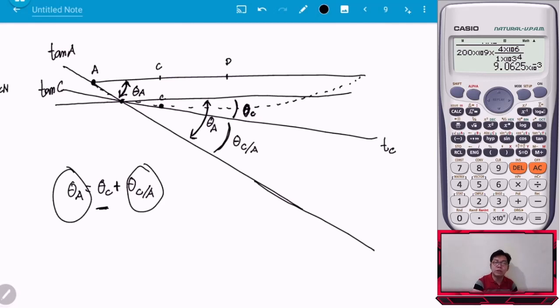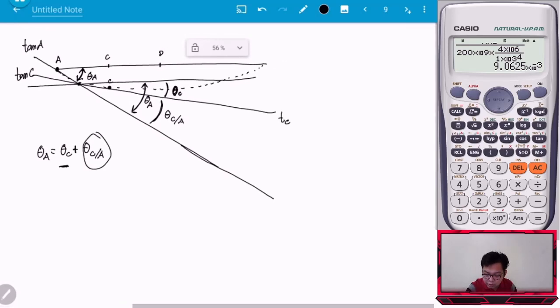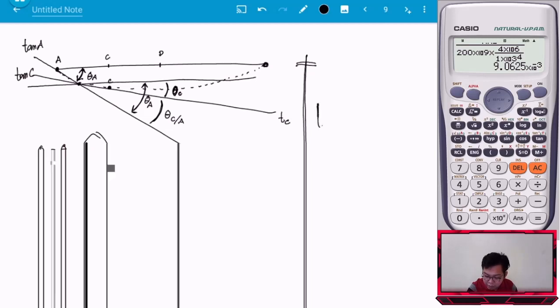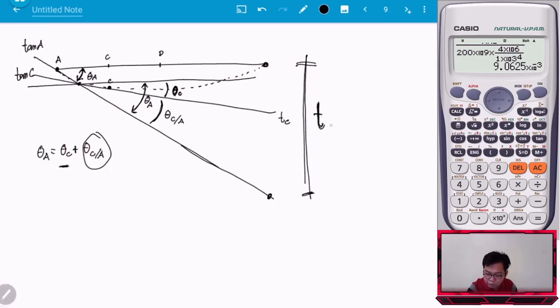Now, to solve for the slope at A, guys, simple lang. Ratio and proportion lang. Di ba, what is the slope? Rise over run. This is our angle. By the way, this is actually my deviation. This is the deviation of B with respect to the tangent at A.